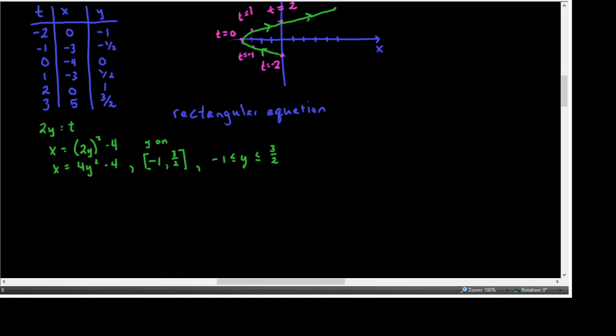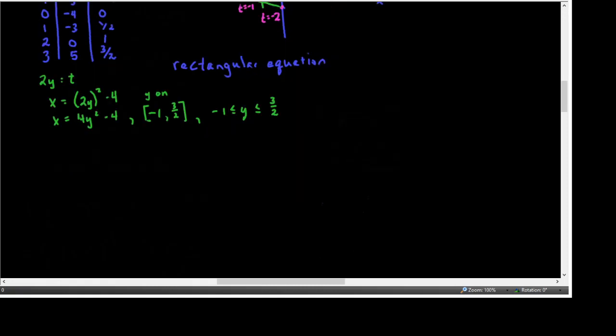So let's take a look at another example. Let's look at example 2. We've got x equals 1 over the square root of t plus 1, and y is equal to t over t plus 1. And they tell us we can only use t greater than -1.